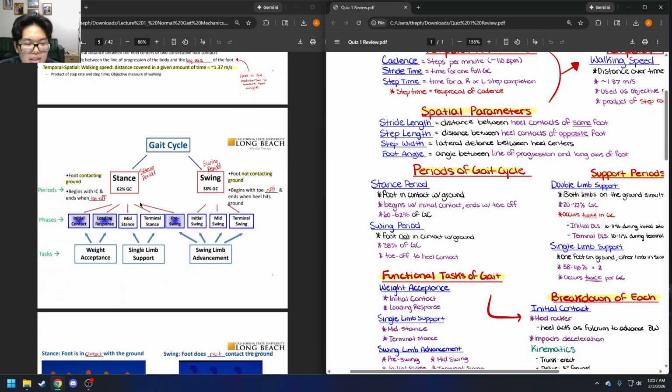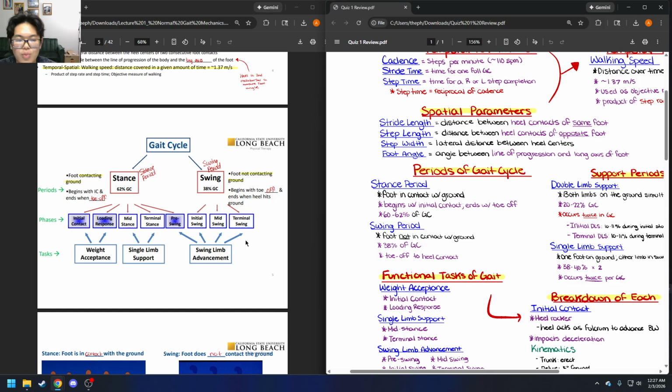Now, looking at this graph right here, this is the gait cycle, which is split up into two periods. You have your stance period, which is 62% of your gait cycle, and your swing period, which is 38% of your gait cycle. In the stance period, it's going to begin with the foot in contact. So it's going to begin with initial contact and end with toe off. Whereas in the swing period, the foot is not in contact with the ground because it is in swing, and it's going to be from toe off to heel contact.